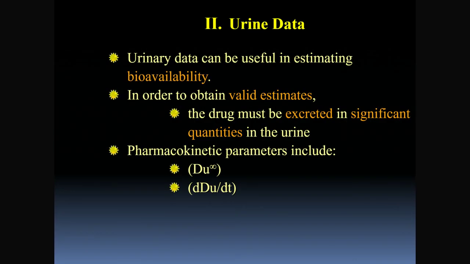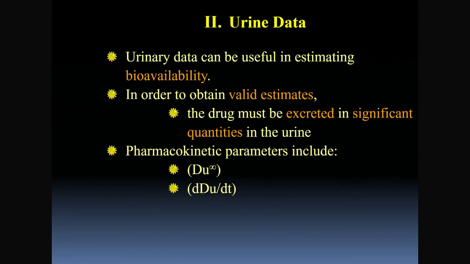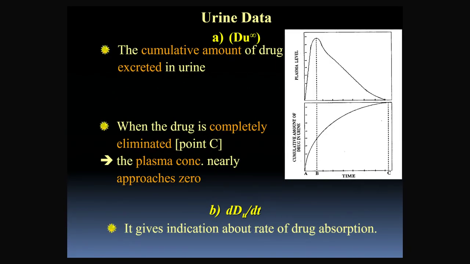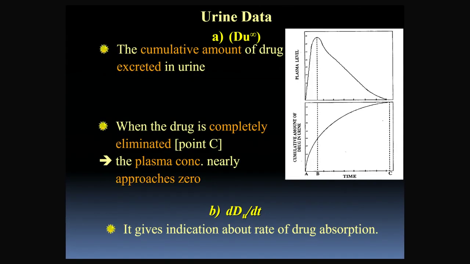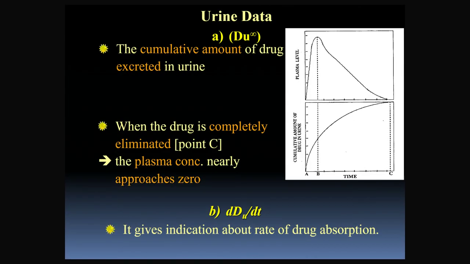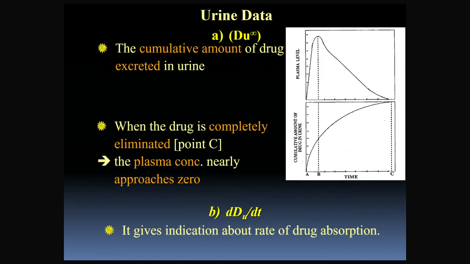Why do you think using a drug that is almost entirely metabolized by the liver before reaching the kidneys would render these specific urinary calculations invalid? By aligning the plasma level graph with the cumulative urine profile, you can see that at point C, the plasma concentration approaches zero, signifying that the body has finished processing the dose.